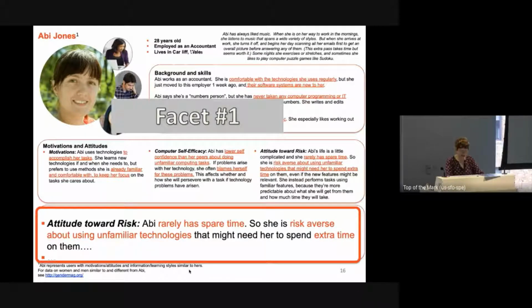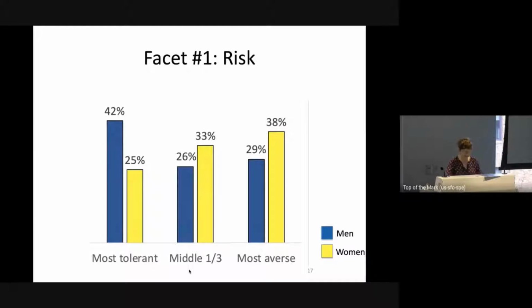Abby, I'm going to tell you about her attitude toward risk. So Abby rarely has spare time. She is a super busy person. And so she's risk averse about using unfamiliar technologies. She's totally fine with technologies that she already knows, but very, very averse about unfamiliar technologies because they might cause her to have to spend extra time on them, and she does not have extra time. So let's look at some data behind it.